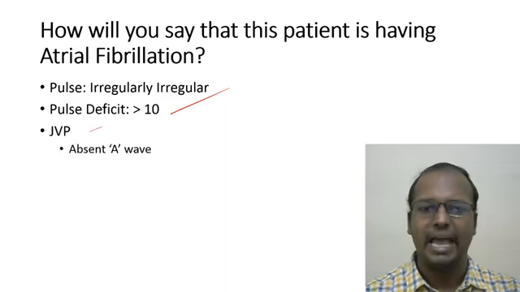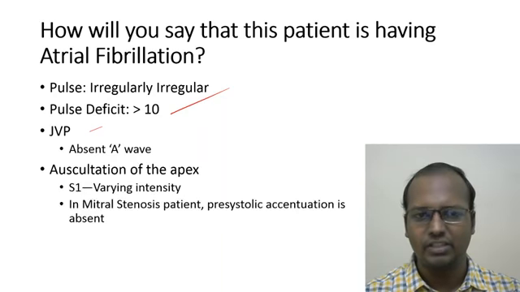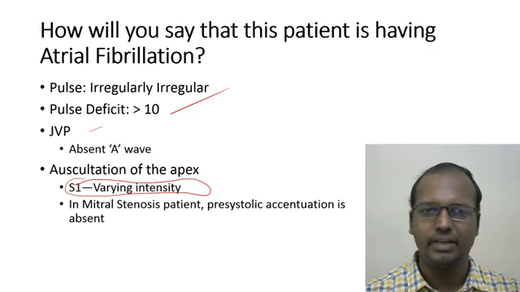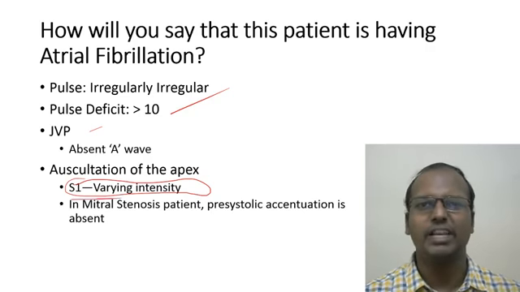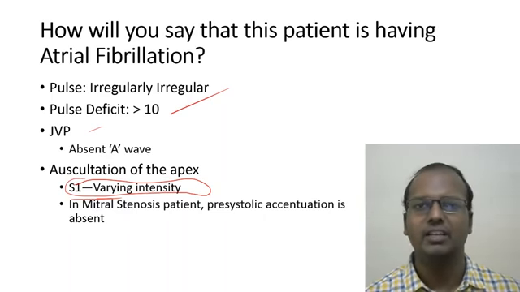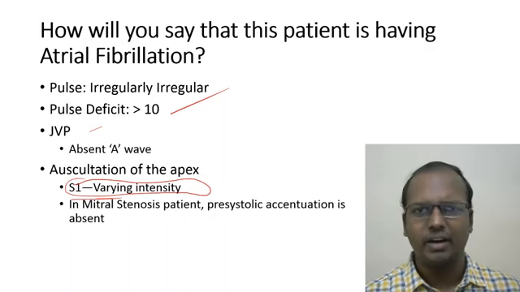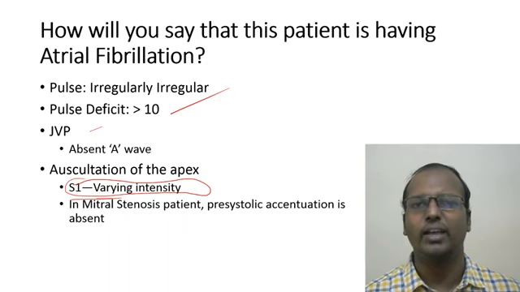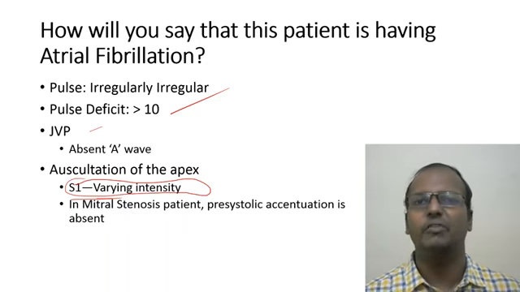Then JVP: there will be an absent a wave. In a patient with mitral stenosis, there will be S1. That is a very important finding before going to the mitral stenosis patient. In any patient with atrial fibrillation, if you auscultate the heart, the S1 will be of variable intensity. Sometimes there will be a strongly contracting ventricle; sometimes the ventricle will be contracting, of course, but the amount of blood present in the ventricle will be lesser. Sometimes it will be more. Sometimes it will be a strong contraction, sometimes a weak contraction.